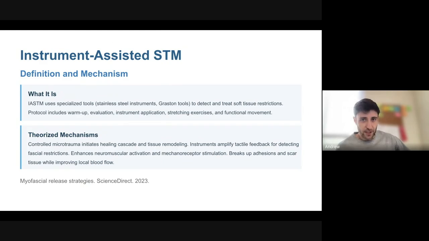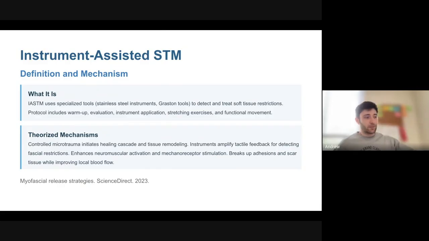Instrument-assisted soft tissue mobilization is exactly what it sounds like. It's using an instrument instead of the hands. And this can include stainless steel instruments, Graston tools, foam rollers, plastic tools, all the above. It's basically designed to preserve the hands of the physical therapist. Because in case you didn't know, a lot of physical therapists leave the profession with really bad hand arthritis and wrist issues because of how much manual therapy they do.